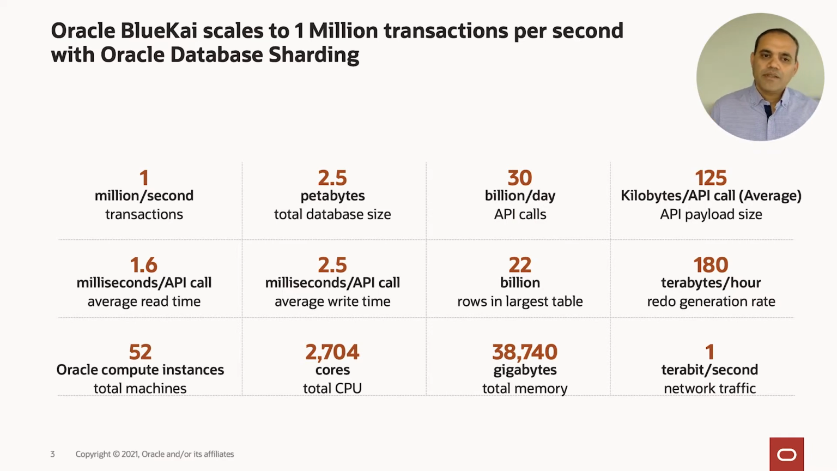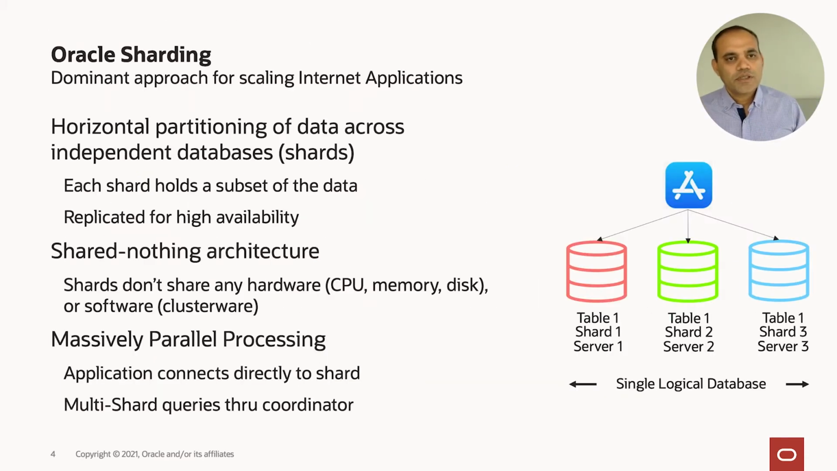This application with Oracle Database Sharding is running in Oracle Cloud. We have about 52 compute instances. Each of these compute instances has over 50 cores. So we have a single database with 2,704 cores and 38,740 gigabytes of memory. I did not include the replicas in these numbers. So we have an equal amount of data as well as nodes for replicas. So sharding has been used to scale internet scale applications.